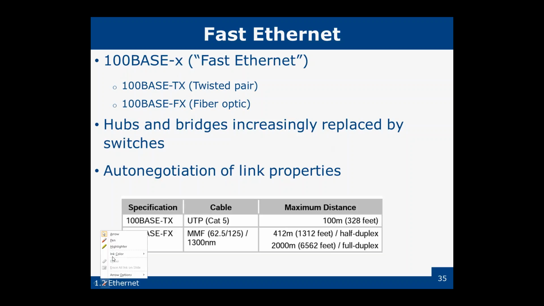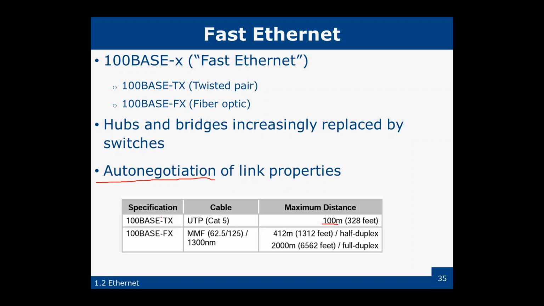Auto negotiation of link properties. What that means is that it can be set up to auto negotiate speed, so that if we happen to plug a 10 megabit per second NIC into it, it would automatically negotiate down to 10 megabits per second. And if you have it set for 100 and you plug a 10 into it and it can't auto negotiate, then it's not going to communicate.